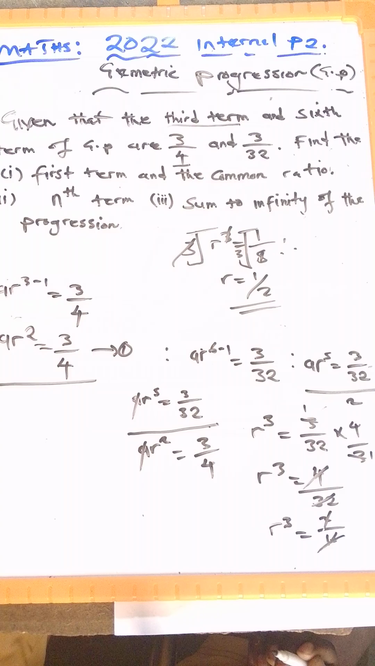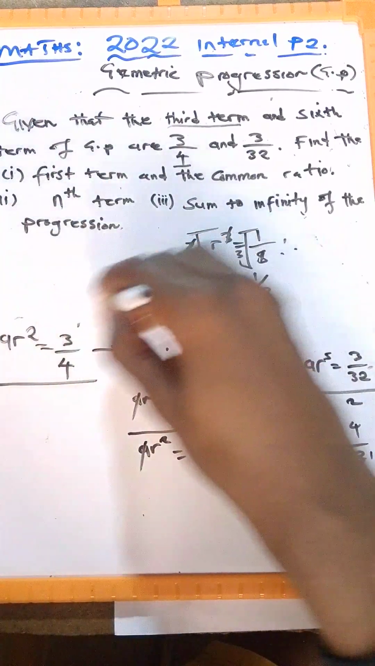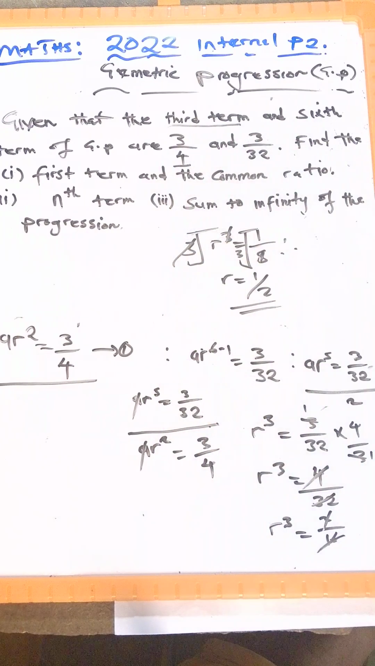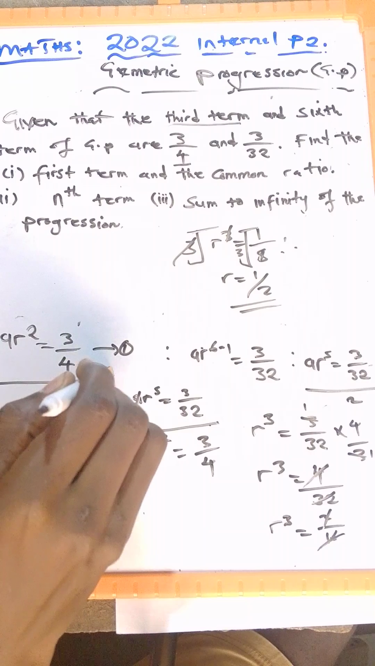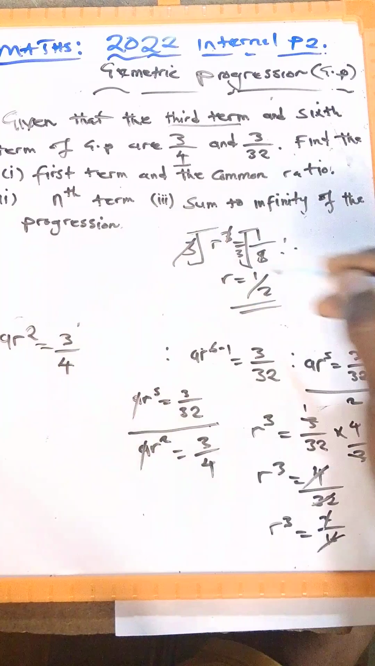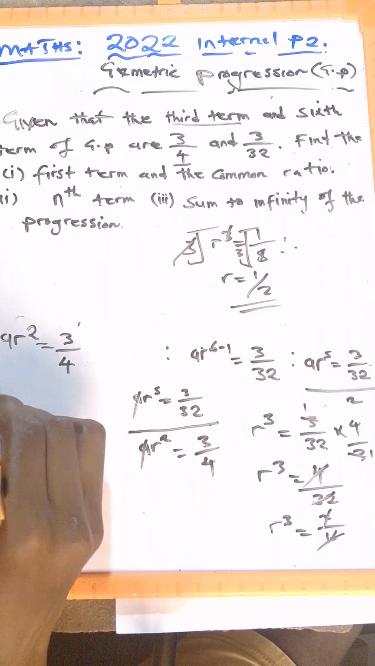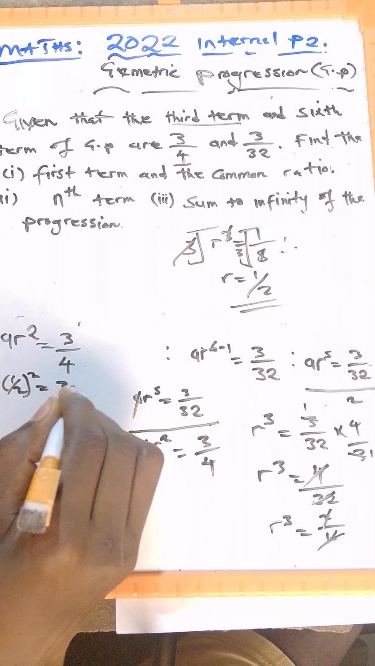Then to find the first term, we can get one of the equations which we made, this one or this one, depending on your own choice. All the equations will give us the same answers. Let me pick this one as my choice of the equation. Where there is r, I'll put 1 over 2. So I'll say first term, open bracket, 1 over 2, then squared, is equal to 3 over 4.